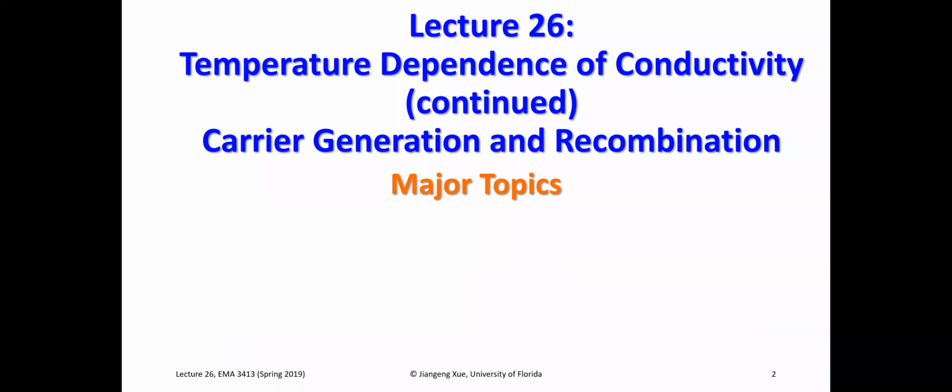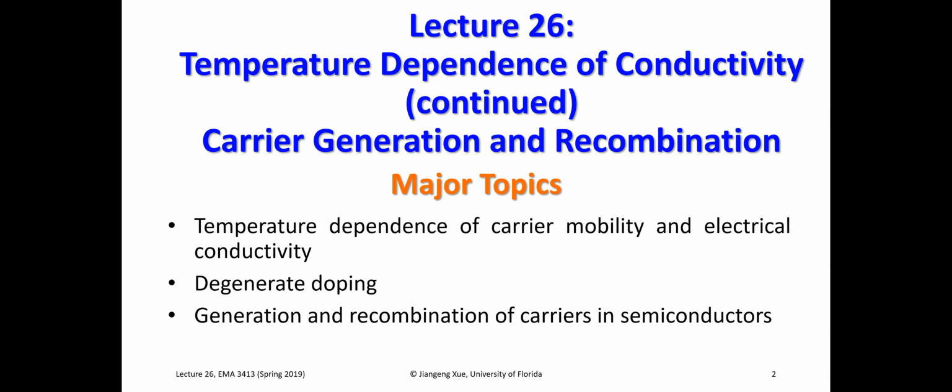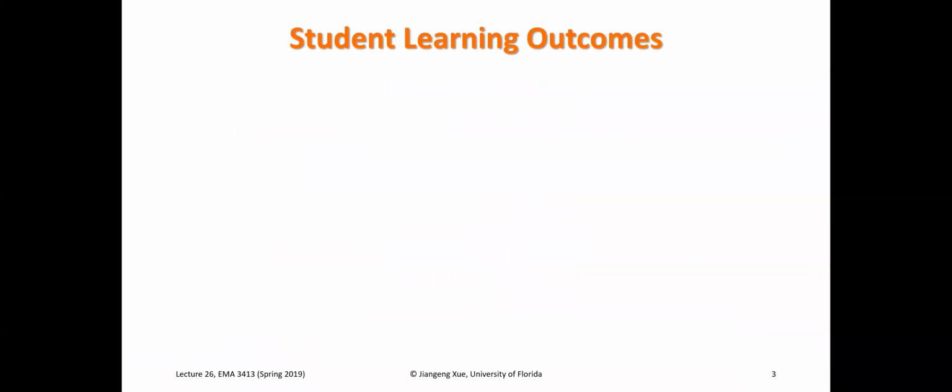In lecture number 26, we first talked about the temperature dependence of carrier mobility and electrical conductivity. We then talked about degenerate doping, and then we finished off by talking about the dynamics of carriers in semiconductors with regard to generation and recombination of these carriers.